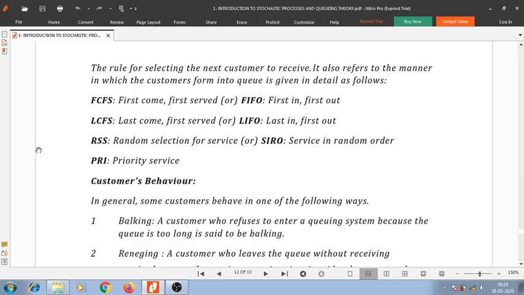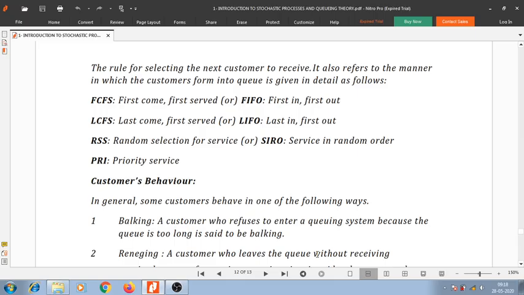Okay. Third one, service in random order. Suppose I would like to ask a question to a student. Roll number 48, what is the answer for this question? Roll number 32, what is the answer for this? Roll number 36, what is the answer for that? Right? So, service in random order, selection in random order.